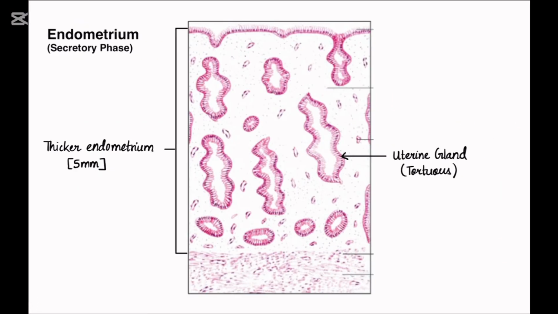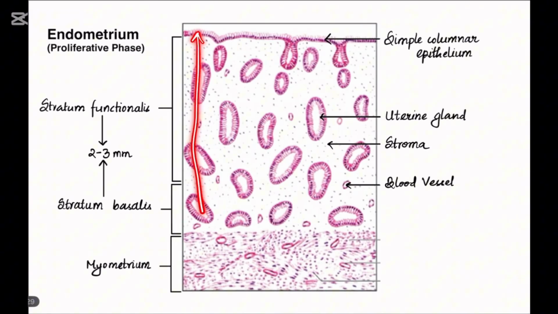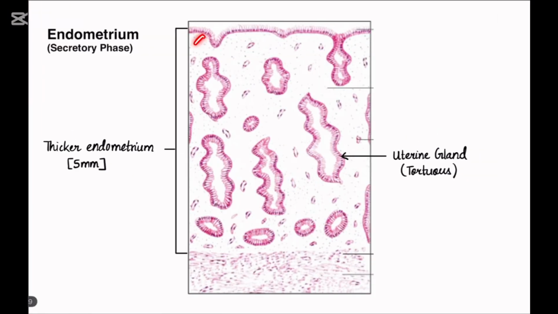In secretory phase, you can see that the endometrium has now become much thicker than before. Now it is around 5 millimeter thick. And the glands, which were round and uniform in proliferative phase, have now become tortuous in secretory phase.